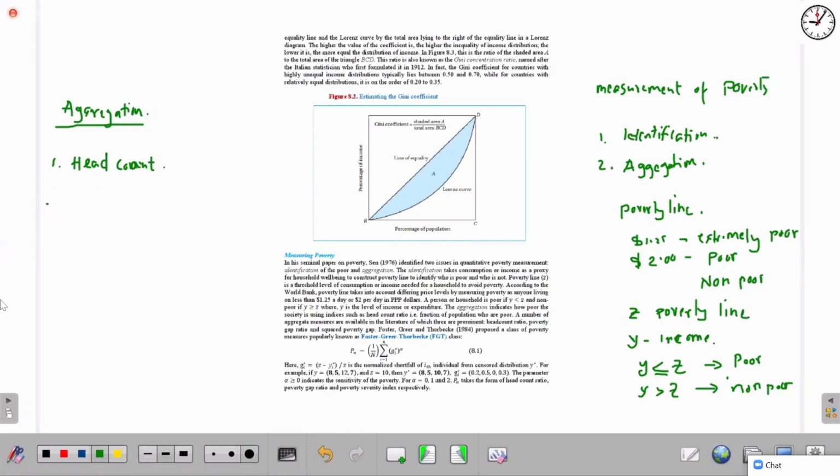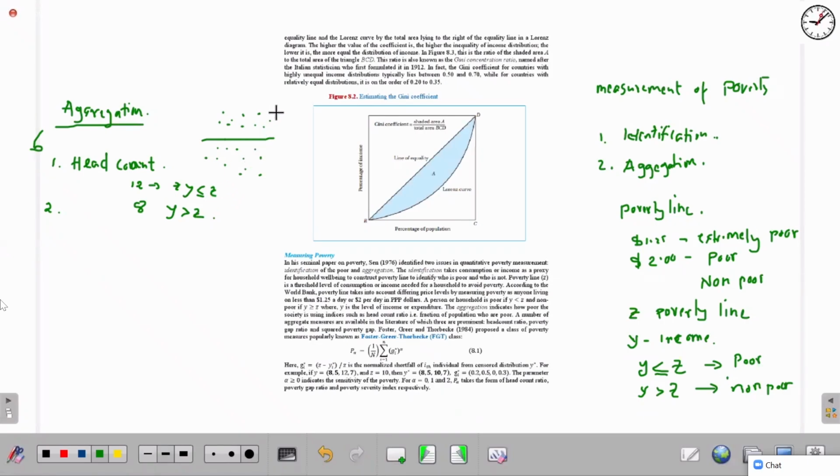Head count is not always a suitable measure. Suppose this is the poverty line, and we count 1, 2, 3, 4, 5, 6, 7, 8, 9, 10, 11, 12. 12 people are poor, maybe the one on the line is also poor, and then 13, 14, 15, 16, 17, 18, 19, 20. So 8 people are non-poor. So here the head count is 12. So 12 people have Y less than or equal to Z, and 8 people have Y greater than Z. This is the simple measure of poverty in aggregation. So we can say that in aggregate, 12 people are poor, and 8 people are non-poor.